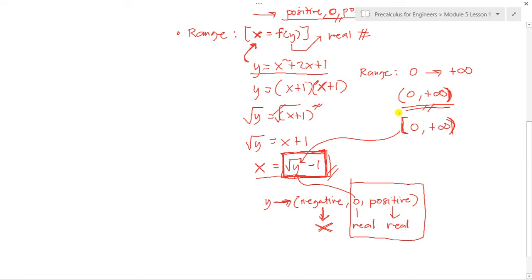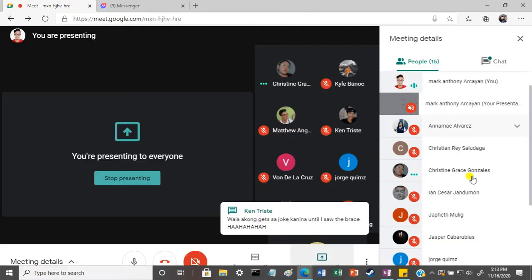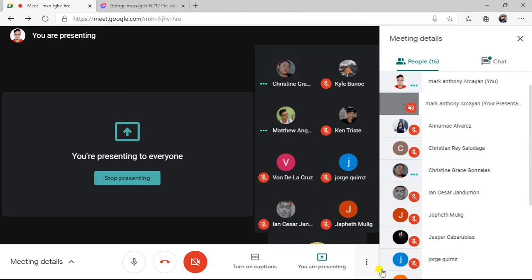Kay if ever ang imo iput kay kanang parenthesis, meaning ang imong gipasabot ana is that 0 is not included to your range. So since 0 is acceptable, if you're going to plug that one in our function, it will result to a real number. So therefore, it is included to our range. Okay, nasabtan ra? Okay, next question.